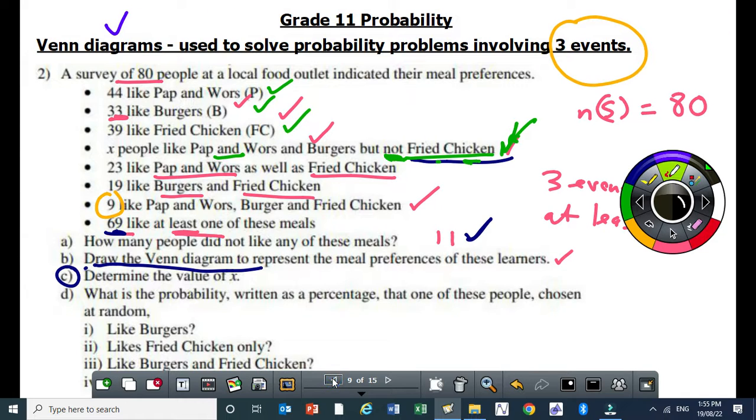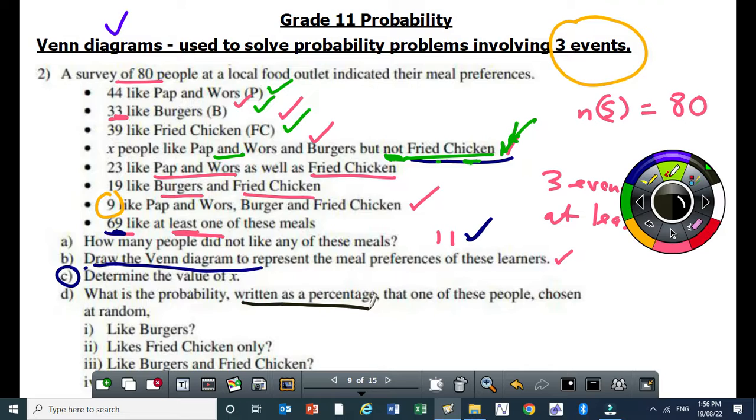D1, it's very important for you to know that this topic has got its own language that you need to be aware of. Probability has got its own language that you need to be familiar with. And some of the language looks like everyday language, but the meaning in probability is different. So let's say D1 here, this is straightforward. It says, what is the probability, written as a percentage, that one of these people chosen at random will like burgers?